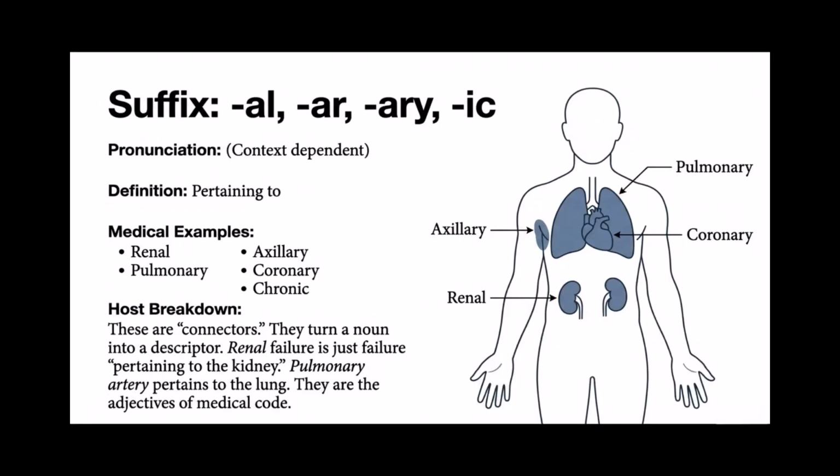Okay, before we switch gears, a quick rundown of the adjective suffixes. These are just connectors. They mean pertaining to. Renal failure is failure pertaining to the kidney. Pulmonary is pertaining to the lung. They just turn a noun into a description.